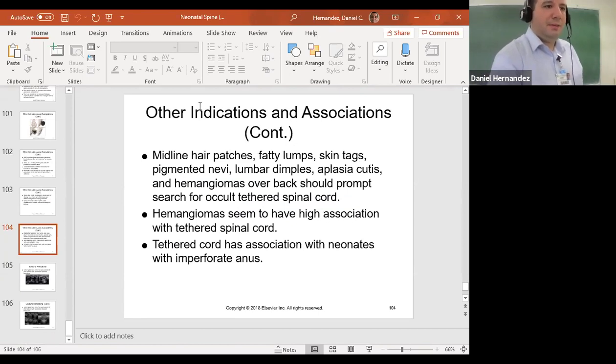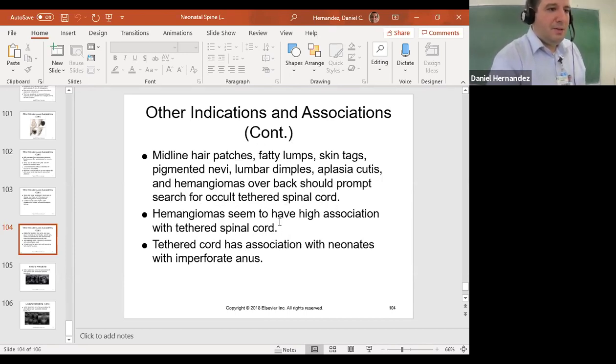Some other indications or associations: those midline hair patches, any fatty lumps, skin tags, pigmented nevi, lumbar dimples, aplasia cutis, and hemangiomas over the back should prompt a search for occult tethered spinal cord. Hemangiomas seem to have a high association with a tethered spinal cord, so keep that in consideration.